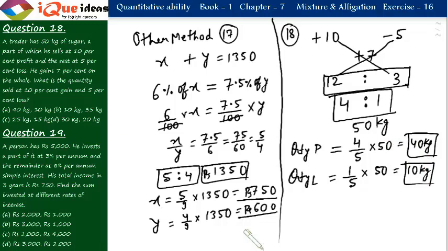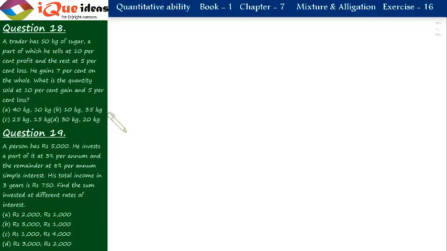Now let's take question number 19. We can still apply the alligation method. It says a person has rupees 5,000, that the total amount is 5,000. He invests one part of it at 3%, remainder at 8%. His total income in 3 years is rupees 750. We'll again do it with two methods. Find the sum invested at different rates of interest. Now let's see. First, you calculate the total income of 3 years as a percentage of 5,000, right? Or the overall rate, right?